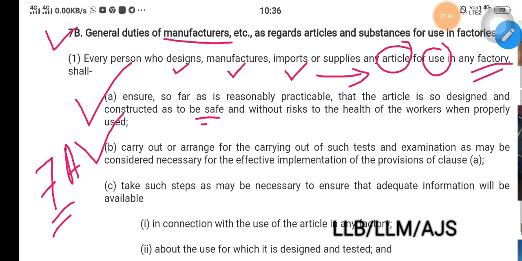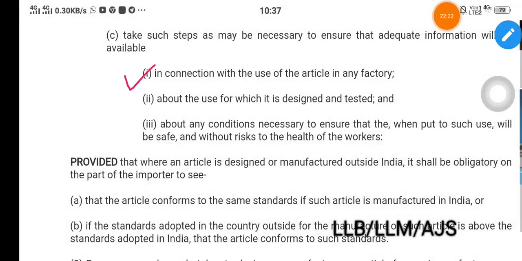B. Carry out or arrange for the carrying out of such tests and examinations as may be considered necessary for the effective implementation of the provisions of clause A. Now here in clause B, it is saying about the effective implementation of those provisions, the safety measures. For this purpose they can carry out any kind of tests and examinations as well. Then comes clause C. Take such steps as may be necessary to ensure that adequate information will be available, what? In connection with the use of the article in any factory.